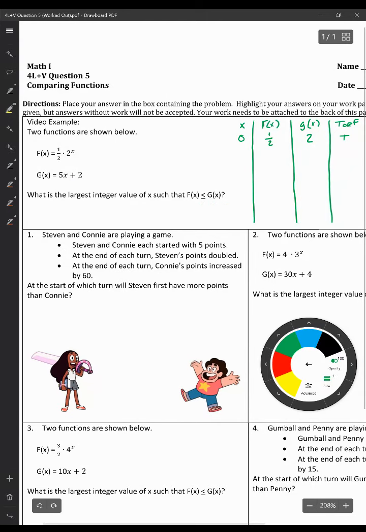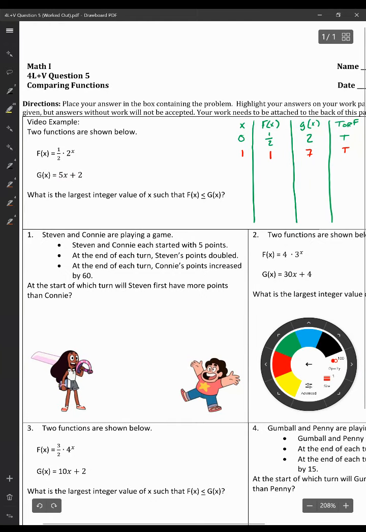And then I'm going to go up to the next integer. So the next integer that we have is 1. I'm going to plug in 1 here for x. 2 to the first power is just 2. Half of 2 is 1, so I'm going to put a 1 there. Again, x equals 1, so we're going to have 5 times 1. 5 times 1 is 5, and 5 plus 2 is 7. So f of x, which is 1, is less than or equal to 7. That is true too, so I'm going to put a true there. Let's go and erase that and go on to our next one.